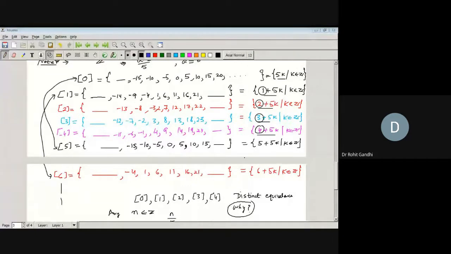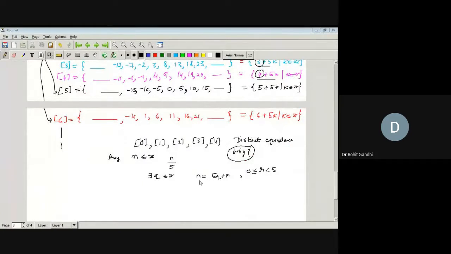Right? So if I go further, again I will get remainder 0 here. If I divide 5k plus 5 by 5, what will I get? I will get a remainder 0 here. So that's why the equivalence class of n should be equal to the equivalence class of our remainder. And what is our remainder? Our remainder is 0, 1, 2, 3 and 4, because the remainder lies between 0 and 5 by our division algorithm.